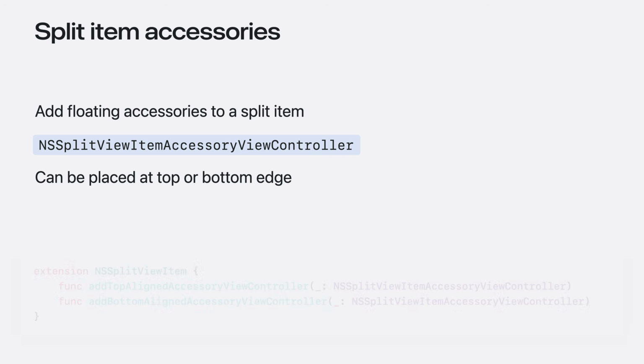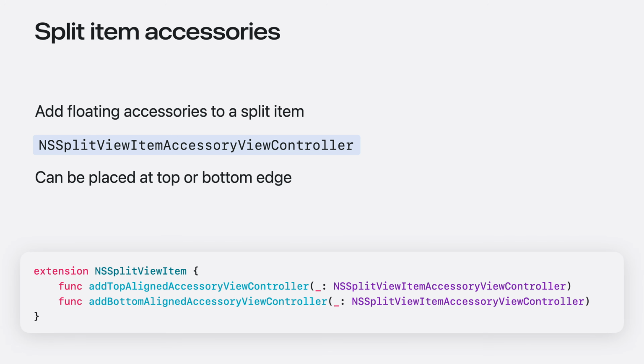To add a split item accessory, create an NSSplitViewItemAccessoryViewController and attach it to the split view item using the addTopAlignedAccessoryViewController or addBottomAlignedAccessoryViewController method. Split item accessories, along with title bar accessories, are the best way to incorporate floating content into the scroll edge effect. They influence the size and shape of the effect, and they inset the content safe area, simplifying content layout.